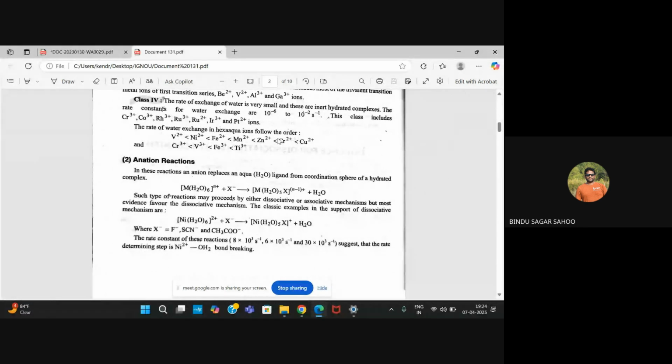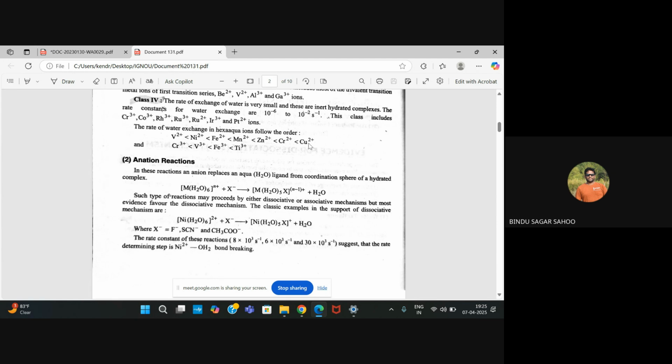And this is the order of the rate of water exchange. You can see in this order that chromium 2 plus and copper 2 plus will always be higher. The rate of water exchange is higher in chromium 2 plus and copper 2 plus due to Jahn-Teller distortion. In zinc 2 plus it will be less, because here the CFSE, crystal field stabilization energy, is 0. Zinc 2 plus is a d10 complex. Also manganese 2 plus is a d5 complex, and in a d5 high spin complex also CFSE is 0.